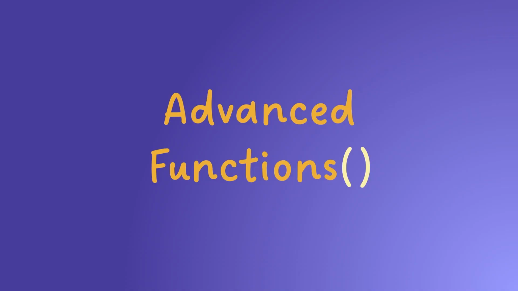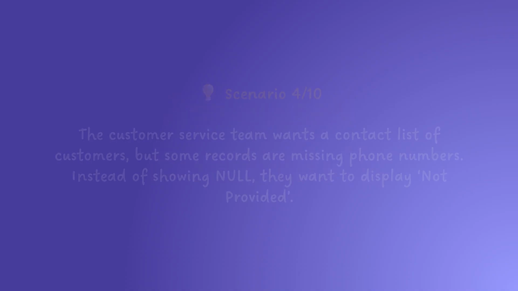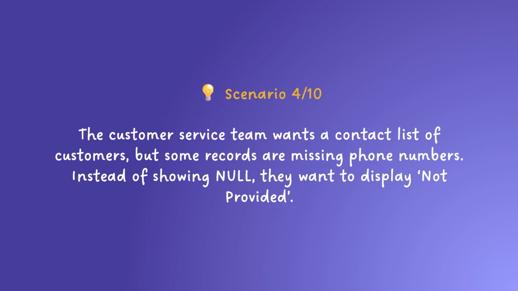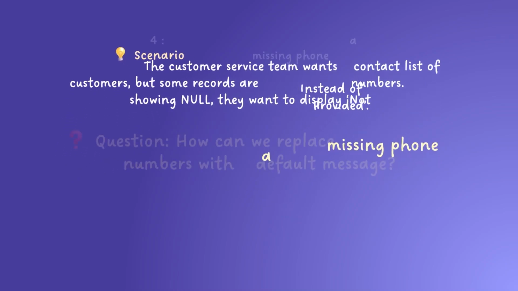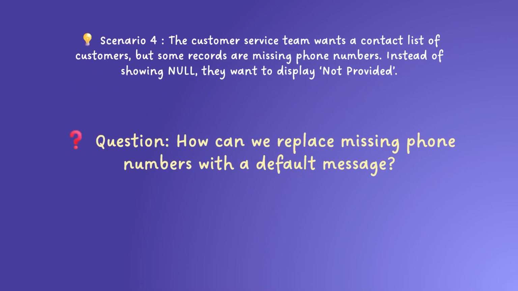Now we are going to look at the advanced functions. So let us look at the first scenario that we have, and that is a customer service team wants a contact list of customers, but some records are missing phone numbers. Instead of showing null, they want to display not provided. So the question that we have here is, how can we replace missing phone numbers with a default message?